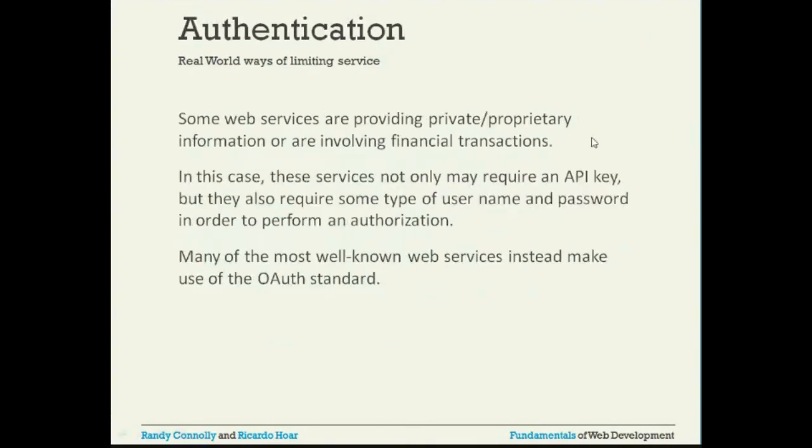Some web services are providing private or proprietary information or involving financial transactions. So some web services provide very sensitive information. In that case, along with the API key, there should be some other mechanism to make sure that the users are authorized users. In this case, the services not only require the API key, but they also require some type of username and password in order to perform an authorization. Many of the most well-known web services instead make use of an OAuth standard.